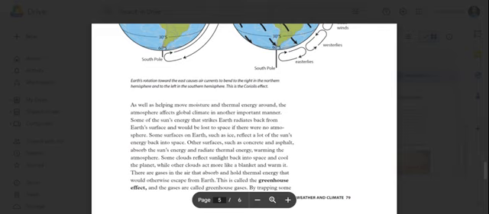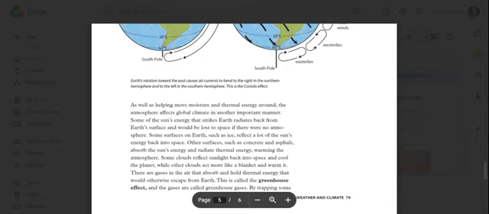As well as helping move moisture and thermal energy around, the atmosphere affects global climate in another important manner. Some of the sun's energy that strikes Earth radiates back from Earth's surface and would be lost to space if there were no atmosphere. Some surfaces on Earth, such as ice, reflect a lot of the sun's energy back into space. Other surfaces, such as concrete and asphalt, absorb the sun's energy and radiate thermal energy, warming the atmosphere.